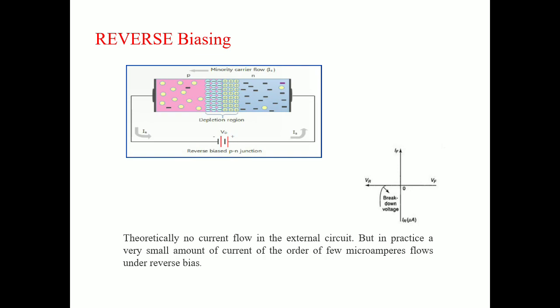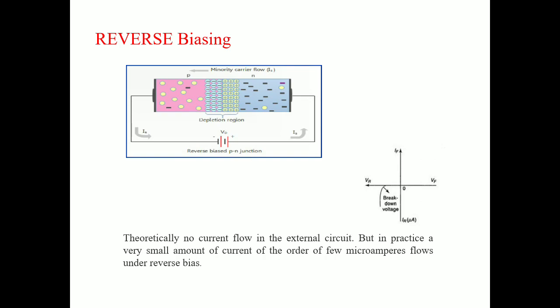If you keep on increasing the reverse voltage, the width of the depletion region increases, but due to the minority carriers, a small amount of current of the order of 10 power minus 6 flows in the circuit. When you keep on increasing, at one stage the reverse voltage becomes constant, that is breakdown, and the current rapidly increases in the reverse direction. If you increase the value further, the device gets heated, a large reverse saturation current flows, and the device gets damaged. So this is reverse biasing.